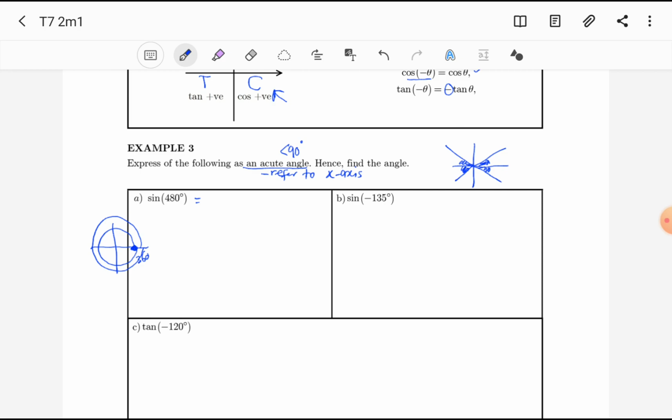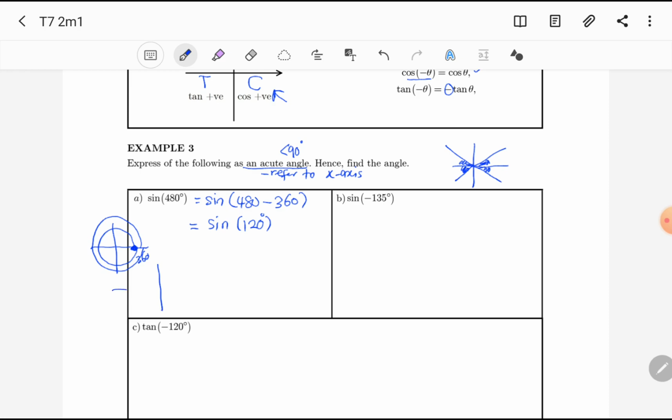Okay, so kita akan reduce dia kepada cycle yang sebelum dia. Okay, which is kita akan ambil sin 480 minus 360. Okay, so awak tekan calculator. So awak akan dapat sin 120 degrees. Okay, 120 degrees dia dah ada dalam first cycle kita lah.